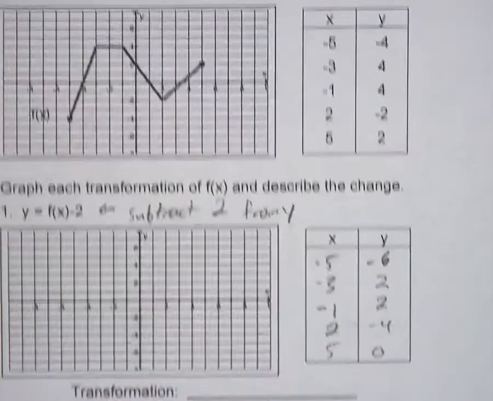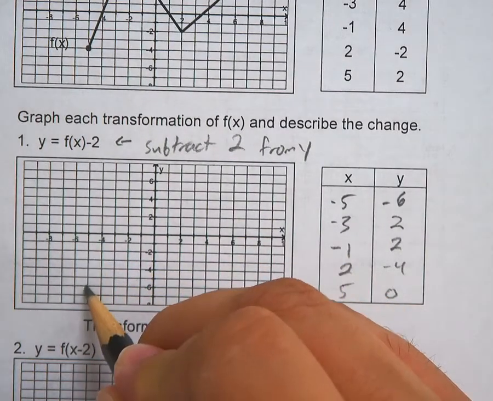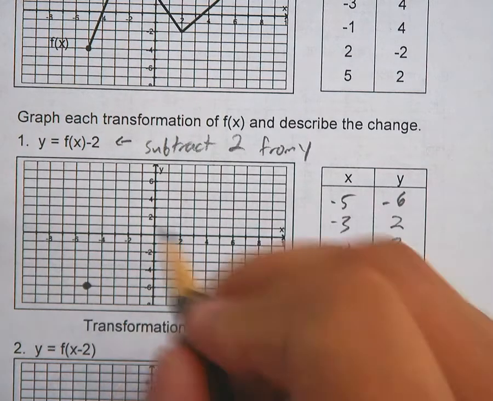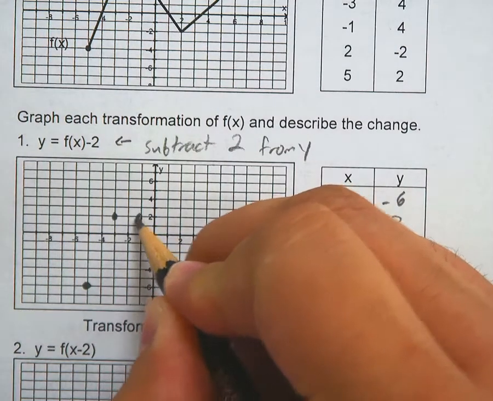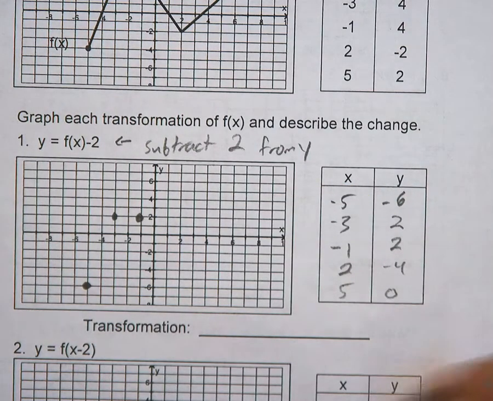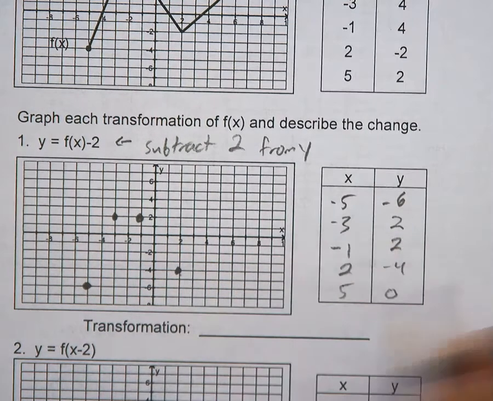So let's graph these points. Let's see what this looks like. We've got -5, -6 here, -3, 2, -1, 2, 2, -4. Oh, wait, I'm sorry. Yeah, 2, -4 here, and 5, 0.